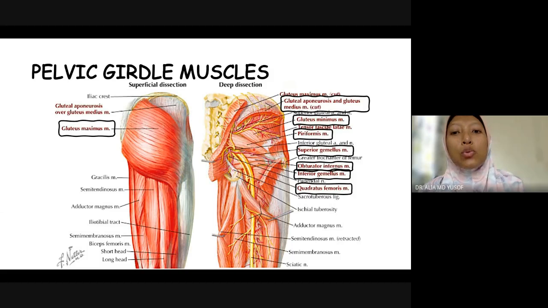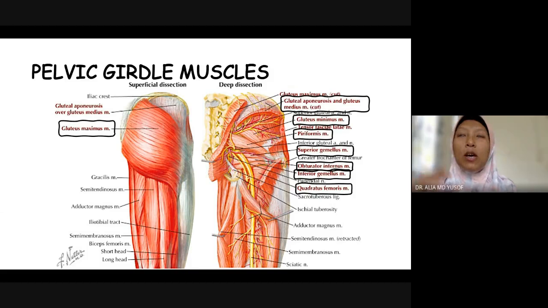Okay, we can also see underneath the gluteus maximus, if we cut it open, we can see five muscles from superior to inferior. They are piriformis muscle, superior gemellus muscle, obturator internus muscle, inferior gemellus muscle, and quadratus femoris muscle. All are agonists of lateral rotation of hip joint. It also helps in ABD or abduction of the hip. The gluteus medius and gluteus minimus also help in ADD, adduction of hip joint.